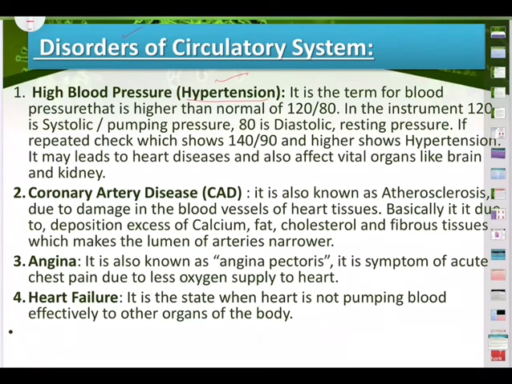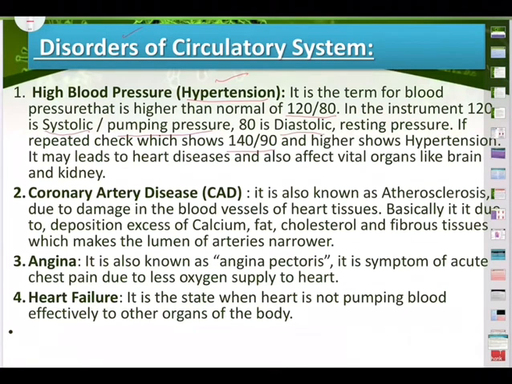Normally this high blood pressure is not to be neglected, because blood pressure in a normal individual is 120/80. Here the 120 refers to systolic pressure. Systolic means pumping pressure, and 80 is the diastolic. Diastolic means relaxation pressure. If repeated checks show consistently 140/90 and above, that marks that the individual has high BP, hypertension. So he is a BP patient.